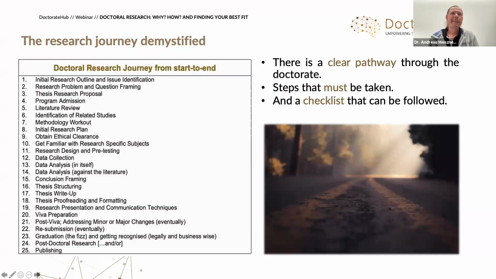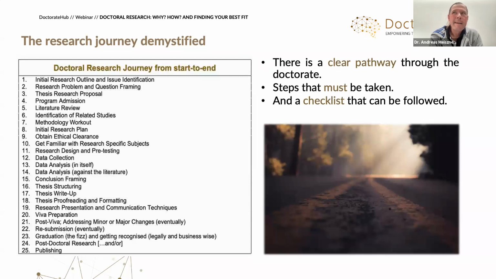Now, understanding the research journey from start to end. And this is very new. We just drafted that this month. We figured it's not more than 25 points. And if you follow those points and that pathway, then you are actually not only through with a degree, but you also will have your first publication already in the pocket.